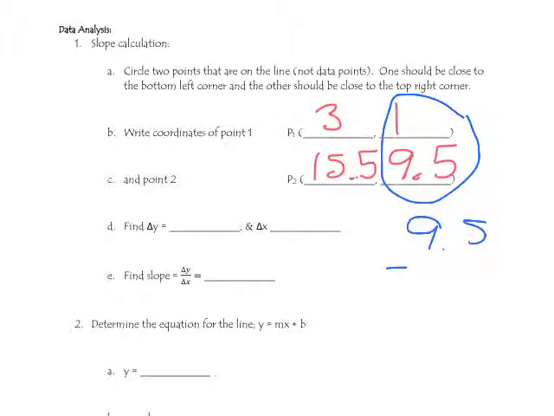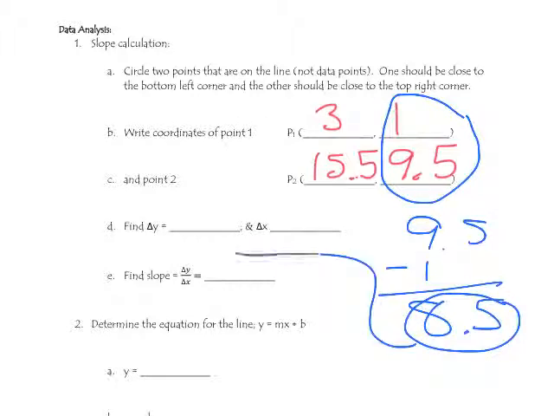9.5 minus 1 is going to give me 8.5. So I'm going to take 8.5 and put it into that box right there. So 8.5 goes here.